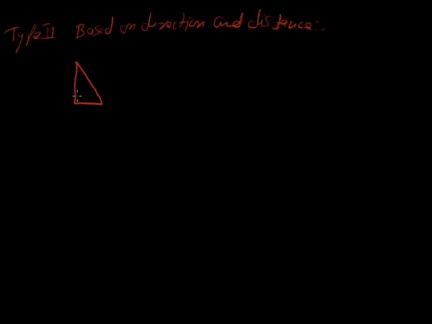We should know that in a right angle triangle, this is called base, this is called height or perpendicular, and this is called hypotenuse. So base, perpendicular and hypotenuse, and the relation between them is hypotenuse square is equal to base square plus perpendicular square.